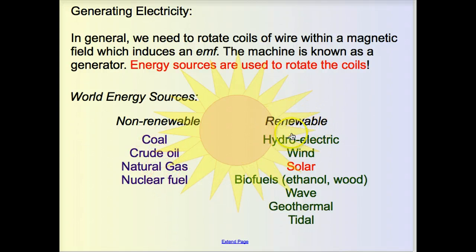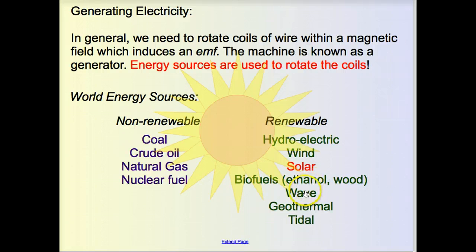We have another group which we refer to as renewable fuels, which essentially will last forever. Hydroelectric power is flowing water, wind, solar energy, biofuels, stuff we grow and we can actually turn into fuels.